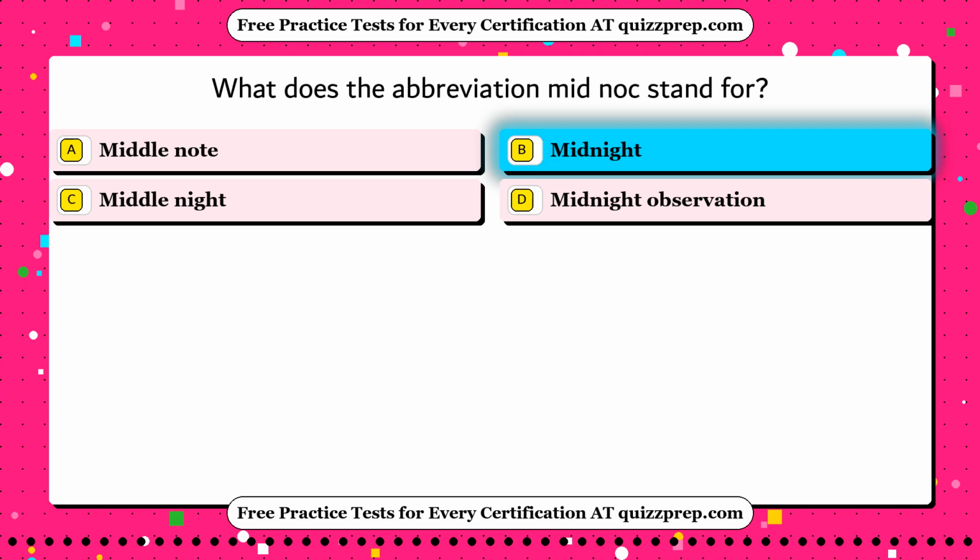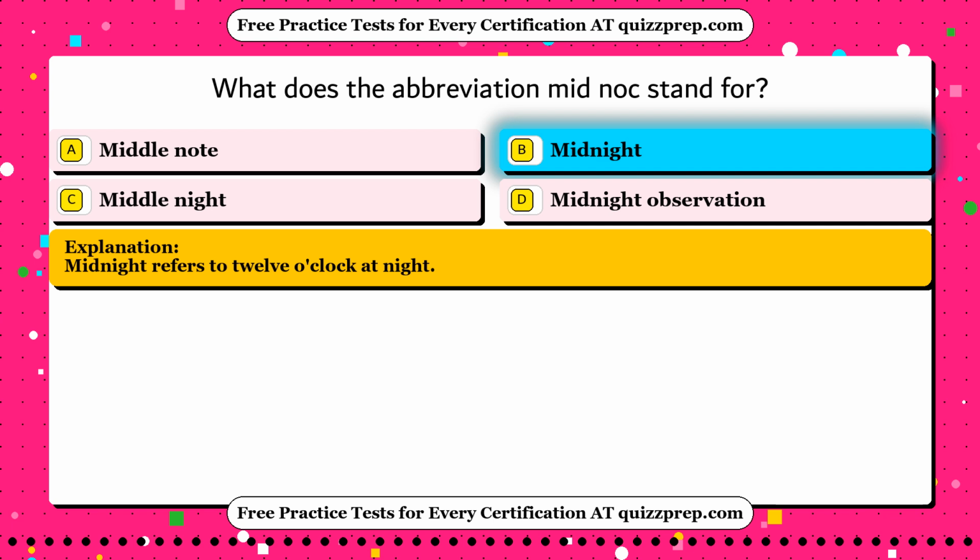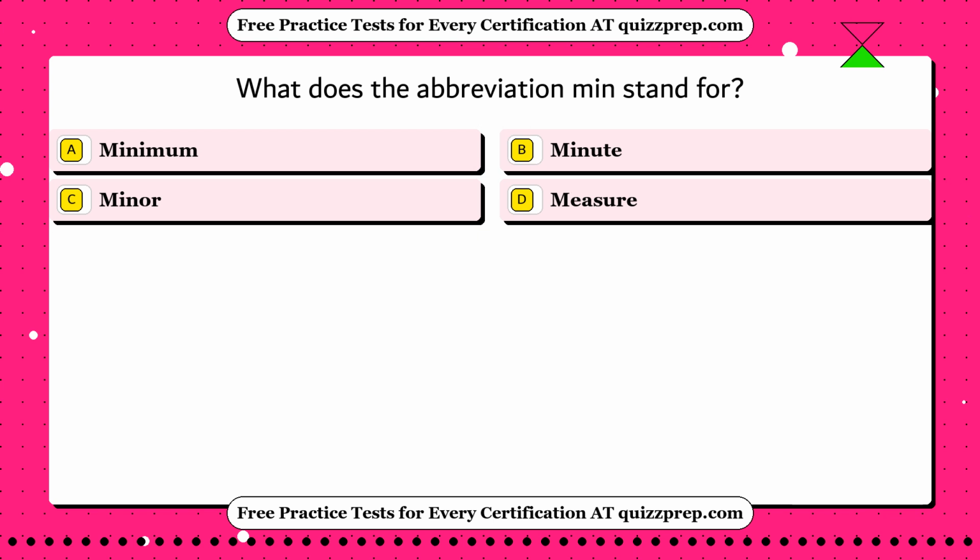The correct answer is option B, midnight. Midnight refers to 12 o'clock at night. Question 73. What does the abbreviation MIN stand for? Option A, minimum. Option B, minute. Option C, minor. Option D, measure.